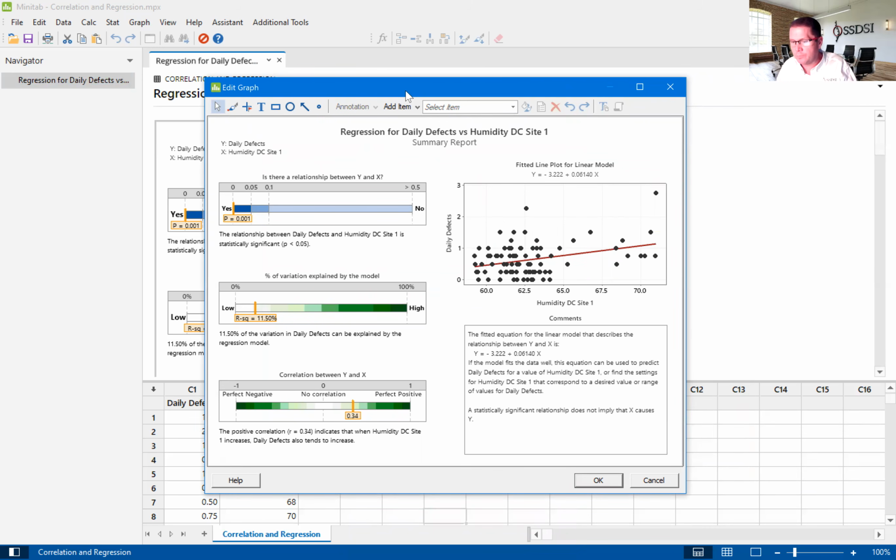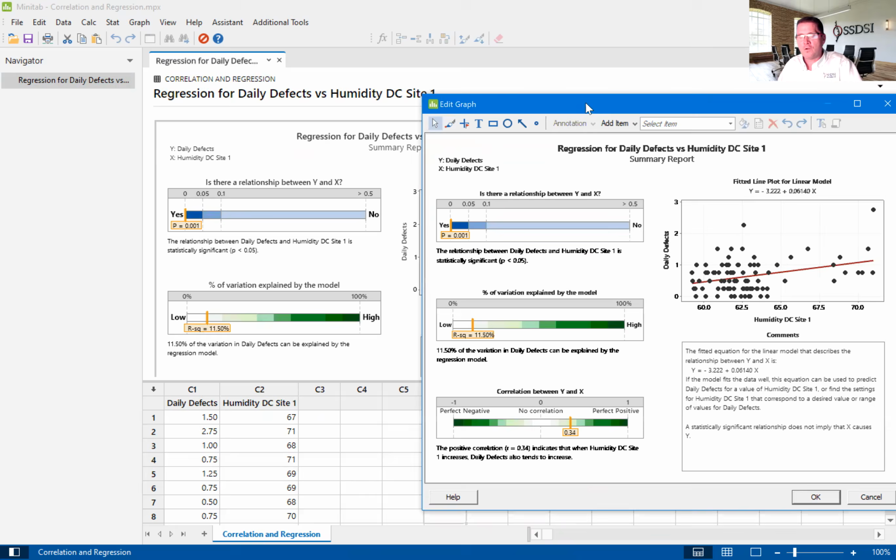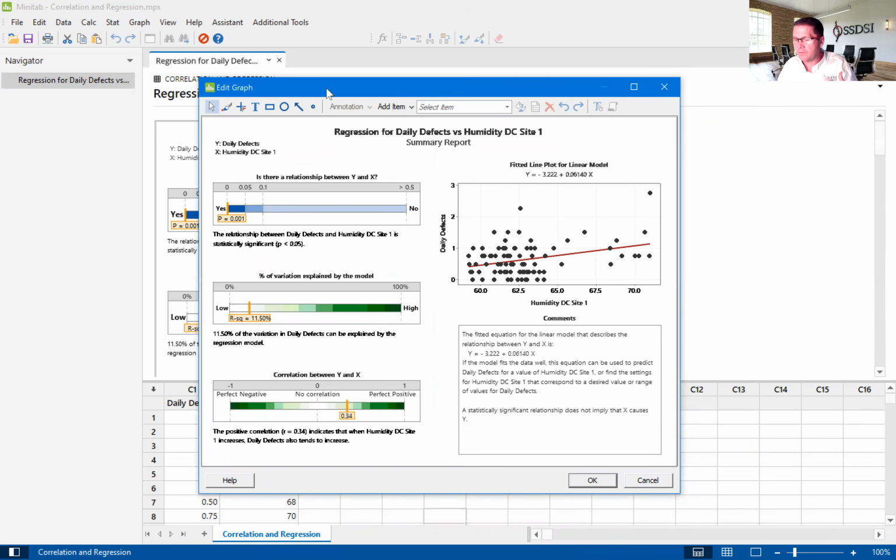From a practitioner standpoint, we would look at this and say, okay, we do have a relationship, but the strength of that relationship is not really that strong. Now, if we know there are a lot of unexplained variables out there, and we're going to get to those, this might just tell us right off the bat, hey, there could be something in the humidity at DC site 1. And that might lead us to going back and saying, okay, what other X's can we define to raise that number? And then we can do a multiple regression.